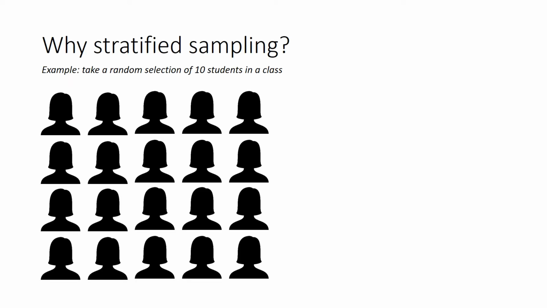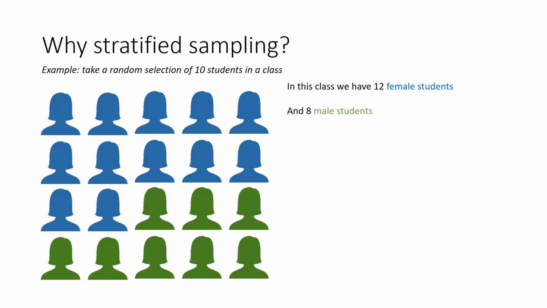In this video, I will take you through the procedures, advantages, and disadvantages of stratified sampling. In this example, we want to take a random selection of 10 students in a class. This class has 12 female students and 8 male students.